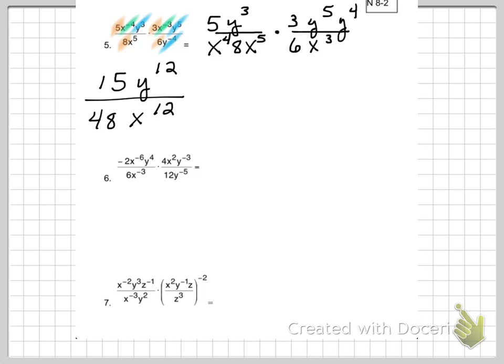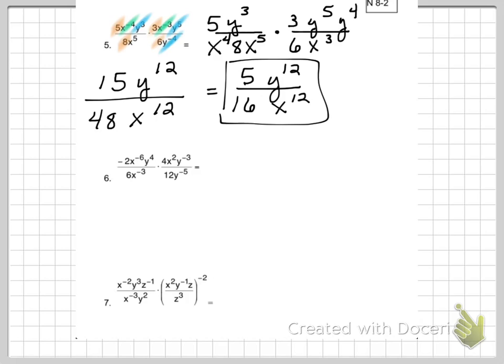Now, both of these will divide by 3, the numbers. So we have to reduce our fraction. 15 will become 5. 48 divided by 3 is 16. And we still have our y to the 12th, x to the 12th. And so that's the final answer. If these were x's and y's in both numerator and denominator, we would have to reduce the variables as well. Go ahead and divide those out.